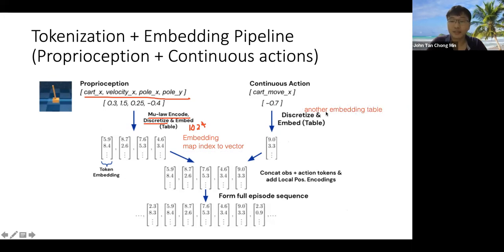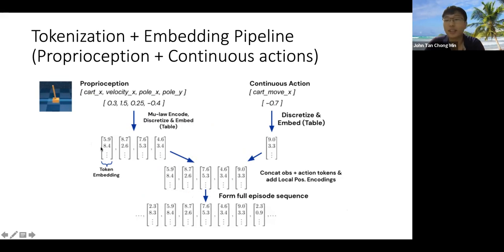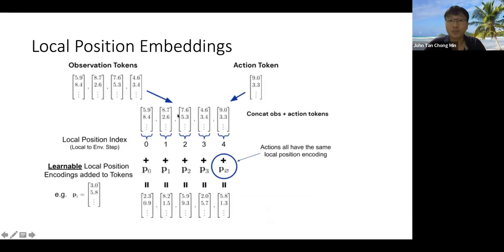So there are a lot of embedding tables used over here. After we embed into vectors, we concatenate all of them together. Again, this part comes from the proprioception, and this one comes from the continuous action embedding. Then we add in the local position encodings, which will be shown in another slide, and we get this whole sequence. Do you have any questions so far about this tokenization process? It's really just encoding everything into vectors, and these vectors will then be used for prediction.